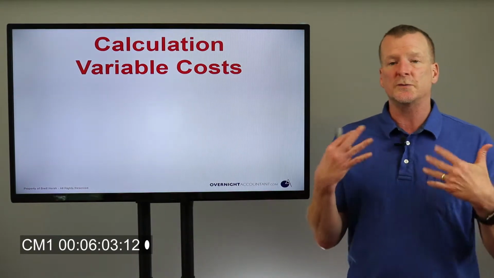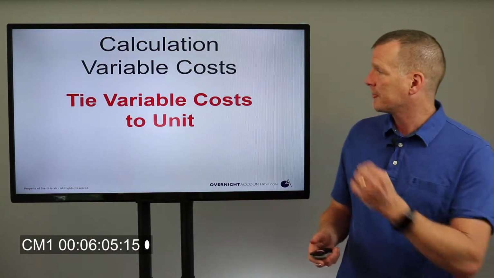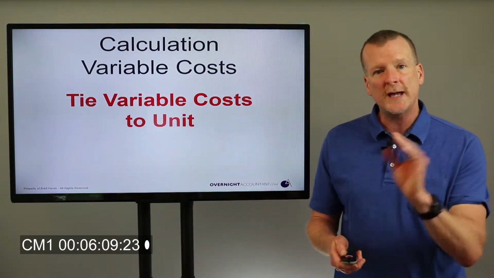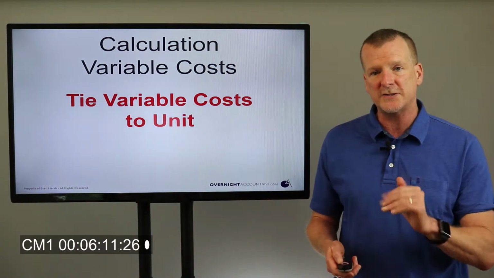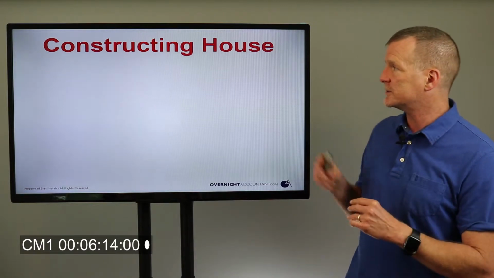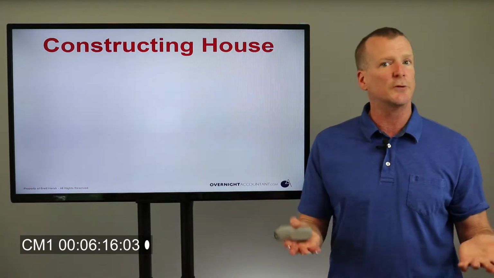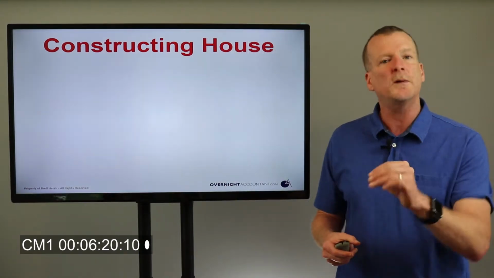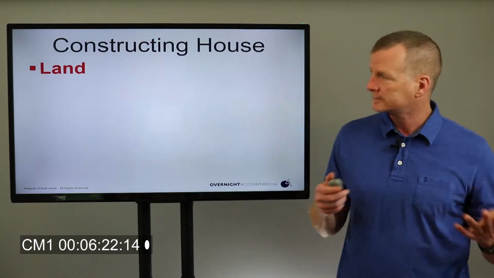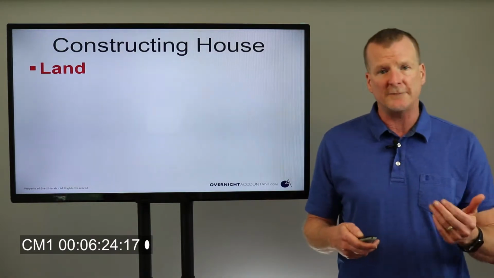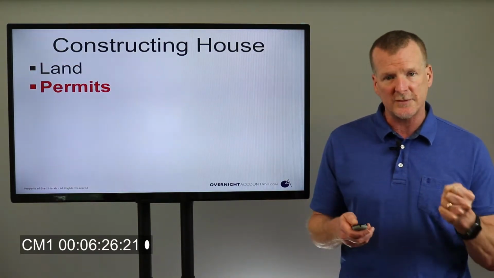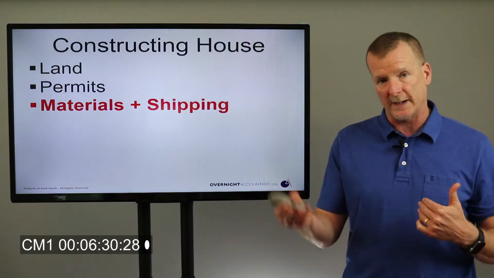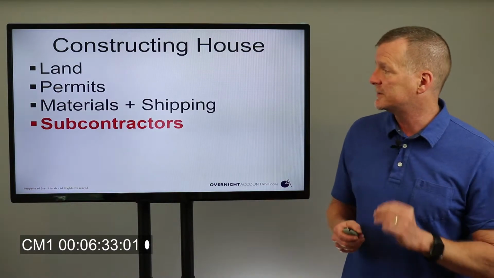So the next step is to calculate variable costs, and we need to tie variable costs to that unit of production, that unit of measure we just discussed. So let's go to construction of homes. This is an example where somebody's building basically the same home, like a tract builder, with very similar homes. Townhouses might be a good example. Costs going into that: you're going to have your land. You have to break that down into average land cost per unit. You're going to have your permits that vary directly with the cost of the home. You're going to have materials and shipping.